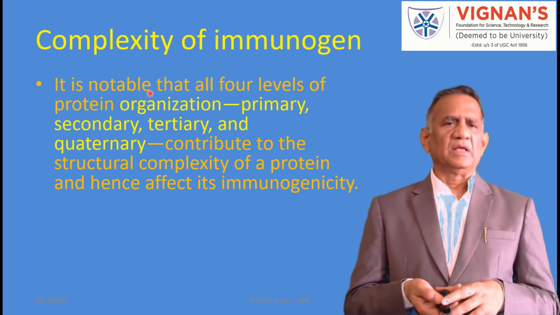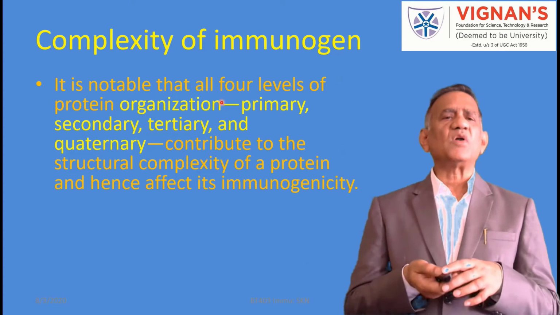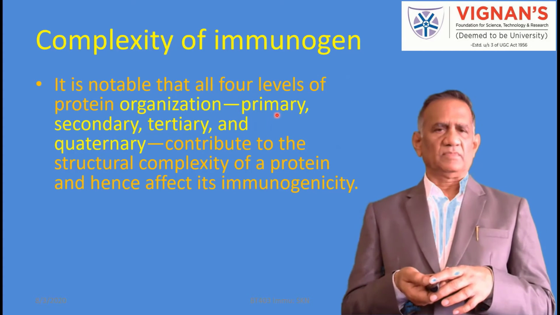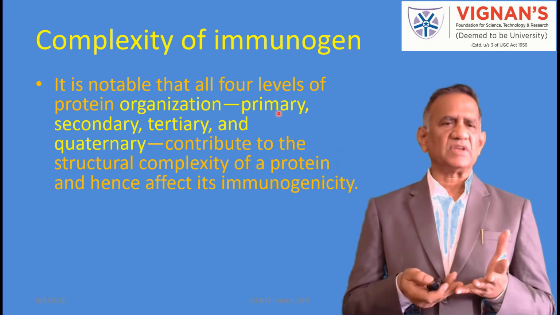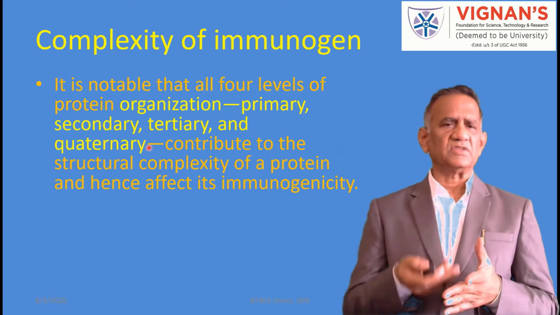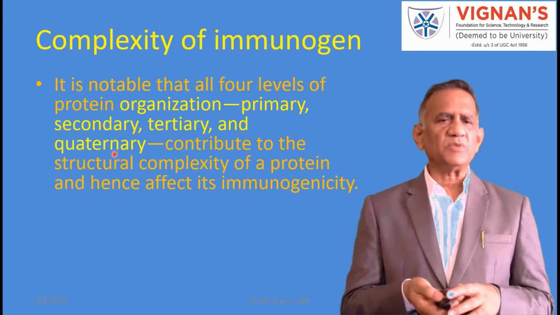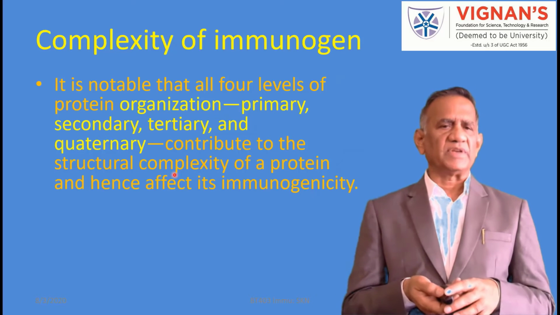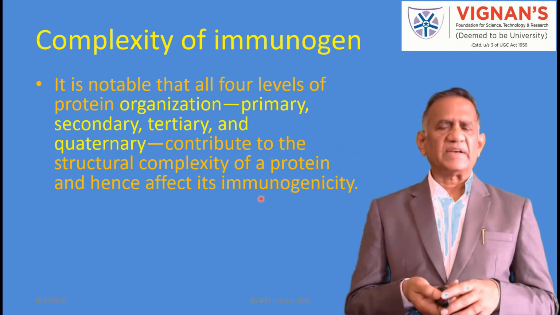Complexity of the immunogen. It is notable that all 4 levels of protein organization, that is, the primary structure, secondary structure, tertiary structure, and quaternary structure, contribute to the structural complexity of the protein and hence affect the immunogenicity.